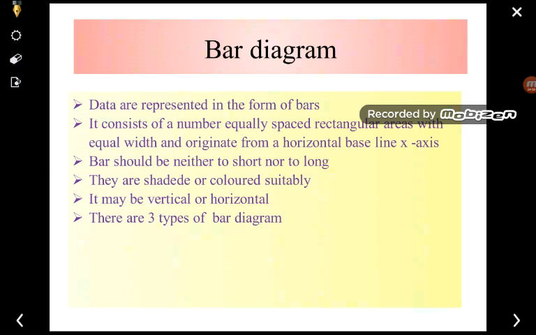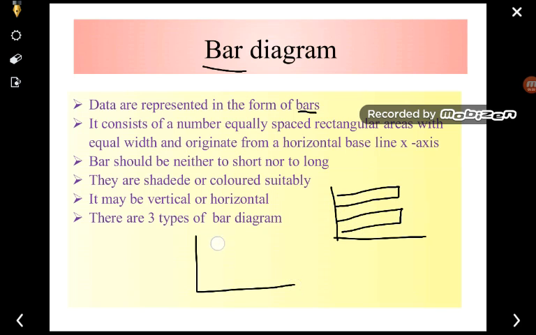Next is the bar diagram. So what is a bar diagram? It is the bars. Bars placed horizontally are called horizontal bars. So you can say that data are represented in the form of bars. The bars can be represented in two ways: if they are represented horizontally, it is said to be a horizontal bar, and if the bars are represented vertically, they are said to be vertical bars. These are the two different types of bars.